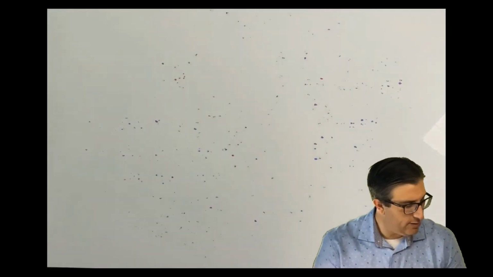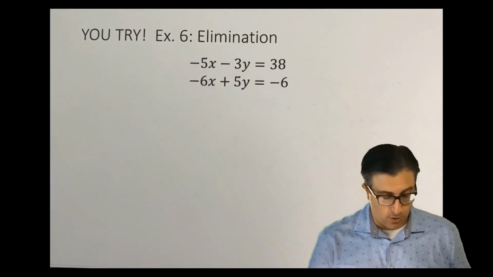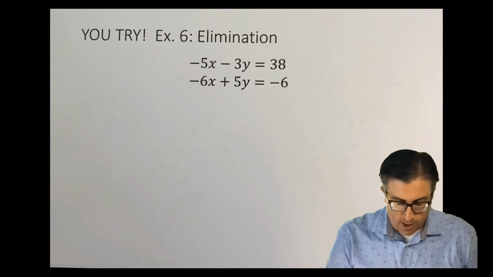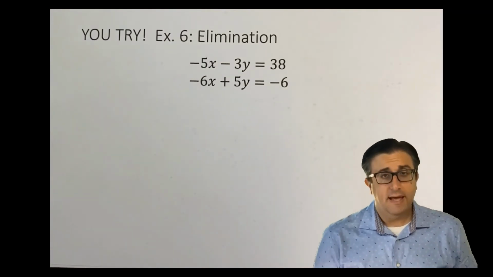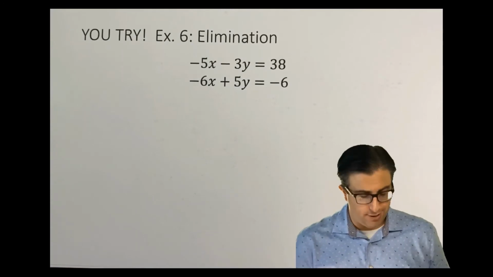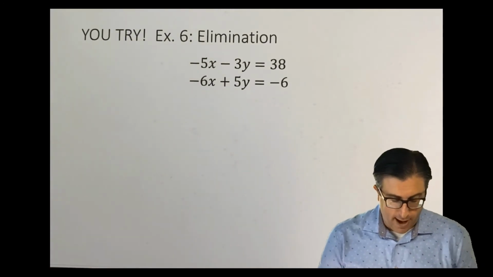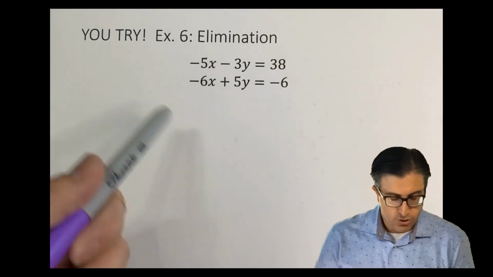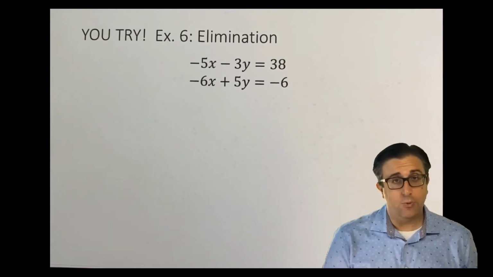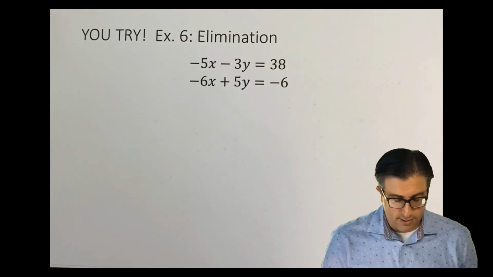Okay, and the last one. So problem 6 is our last problem. Negative 5x minus 3y equals 38. And negative 6x plus 5y equals negative 6. If you notice, there are no variables that are going to clearly cancel out. And there's not one equation that we have to multiply. There's two equations. So you have your choice. You can either deal with x's or y's. I'm going to deal with x's since it's first.